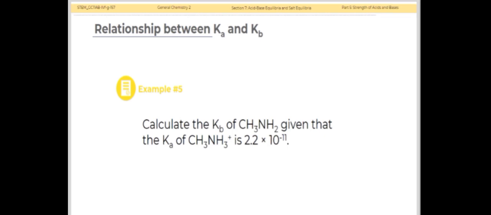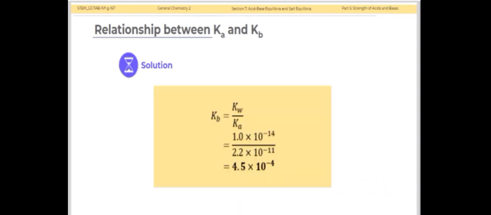Example 5. Calculate the Kb of methylamine given the Ka of methylammonium ion is 2.2 times 10 raised to the power of negative 11. Solution: Kb can be calculated by dividing Kw by Ka. Substituting values of Kw and Ka, we get Kb equals 4.5 times 10 raised to negative 4.